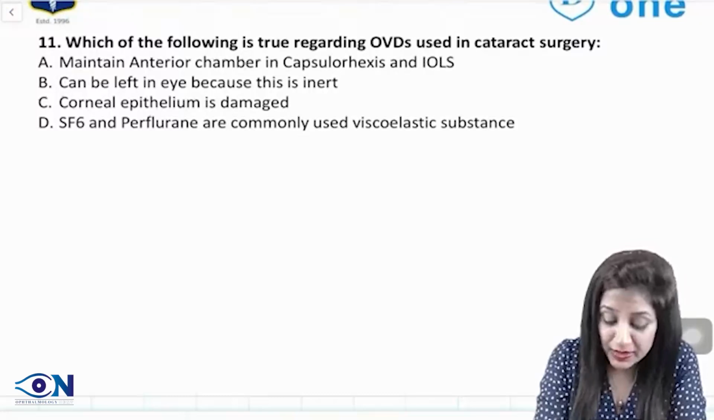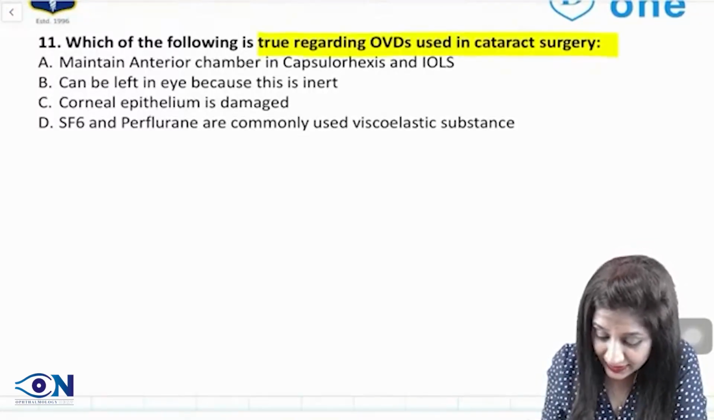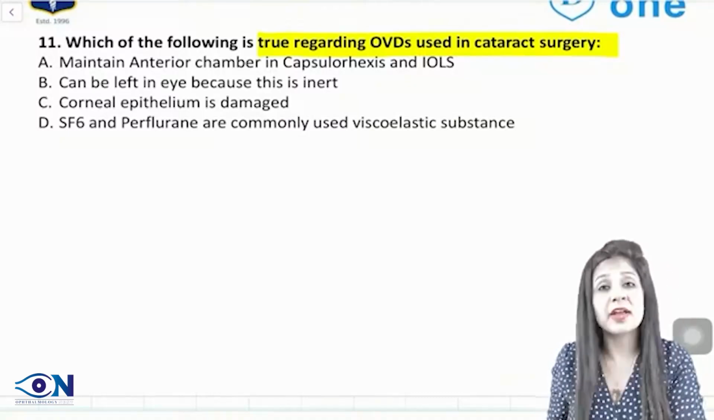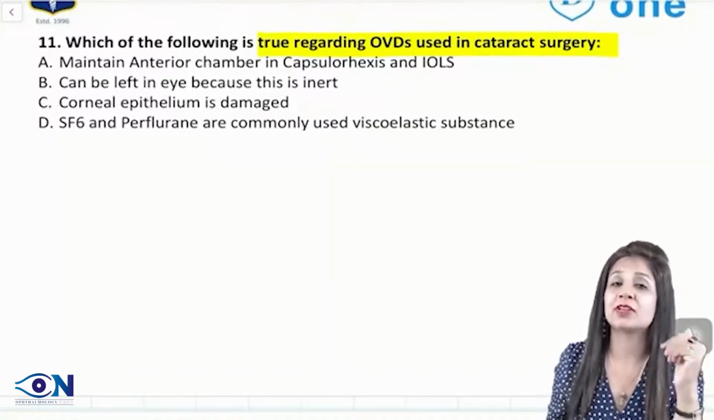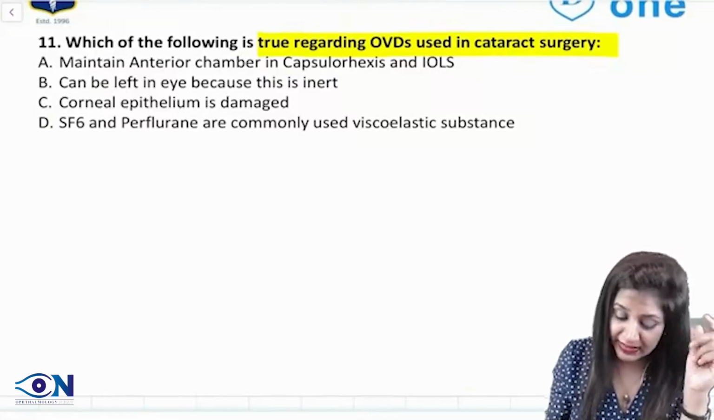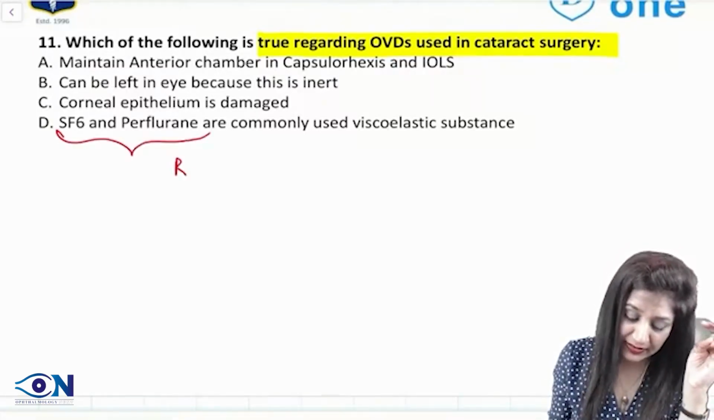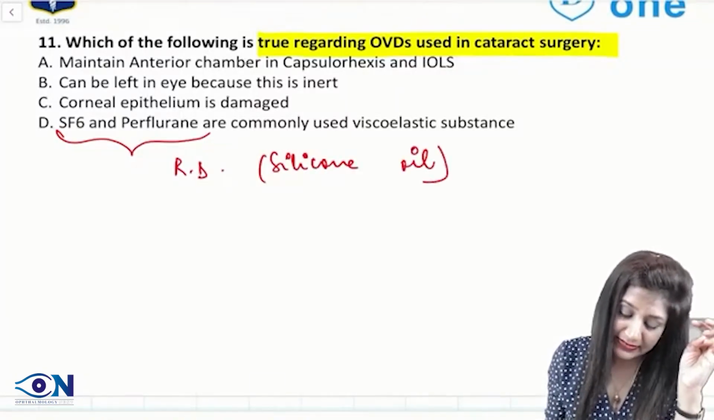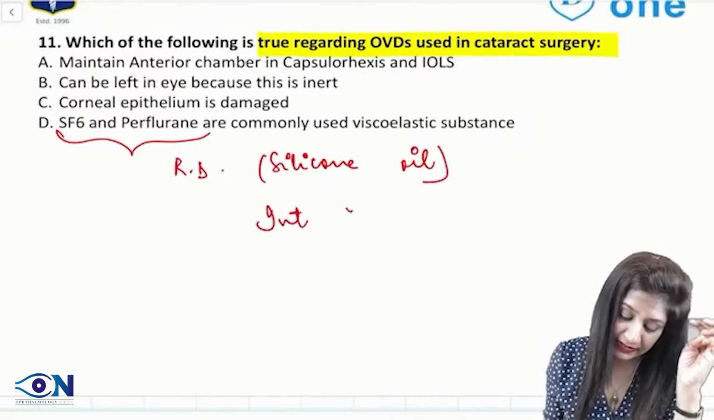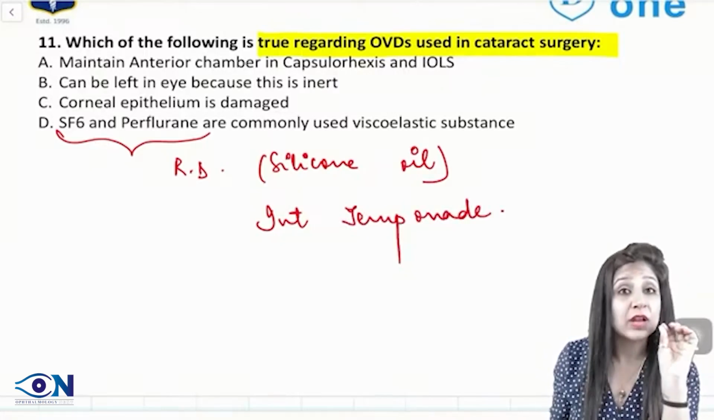But okay, so what is true related to the viscoelastic substances which are used in the cataract surgery? If I go with the diagnosis of exclusion, suppose you are not very clear with the answer, go with option D, SF6 and perfluorine. These are actually used in retinal detachment. If you remember, we also use the SF6 gas or the silicone oil. These things are used for internal tamponade, right? This you already know, you can easily rule out.